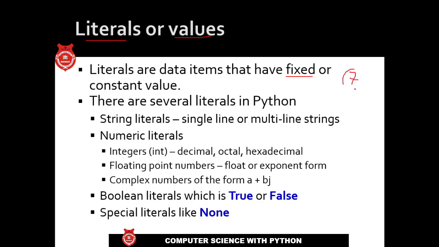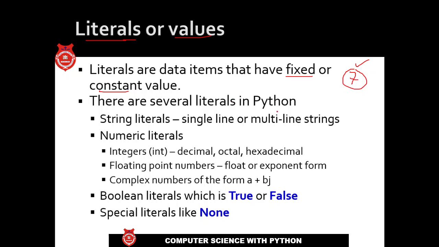7 is a literal, and 7 is fixed to 7. 7 cannot become 6. 7 cannot become 5. So 7 will always be 7. So in that sense, it is fixed. I'm not saying that if the value is 7, it cannot be changed. I'm saying that 7 is always 7. So it is a constant value. Like that, capital letter A is always A. So they are constant, so they are known as literals.